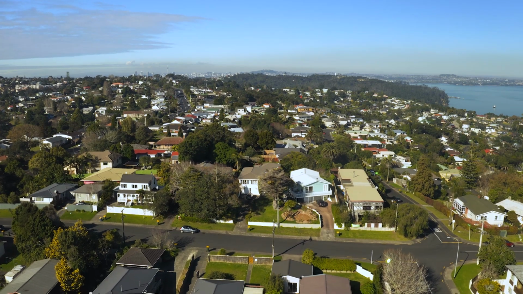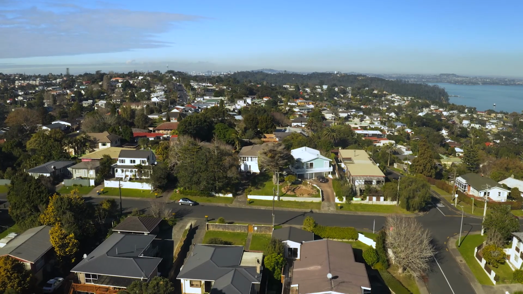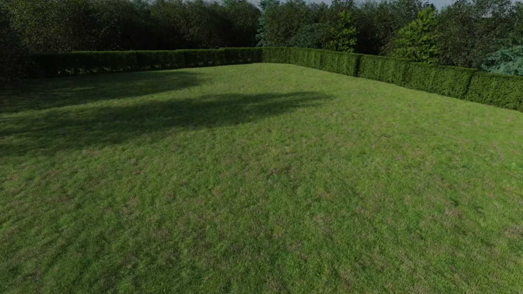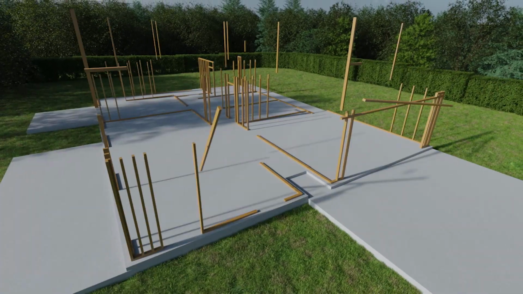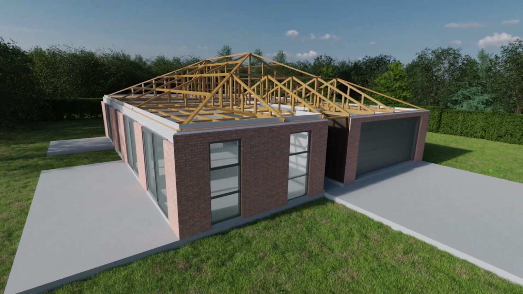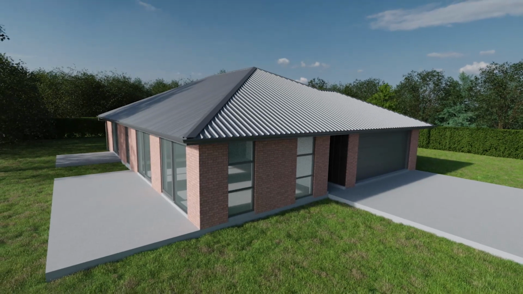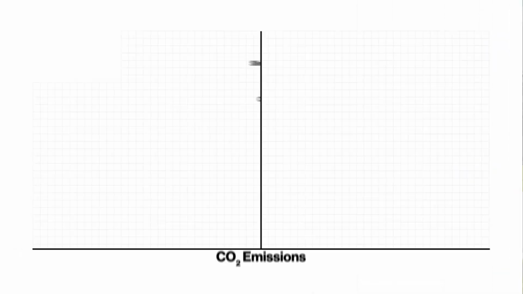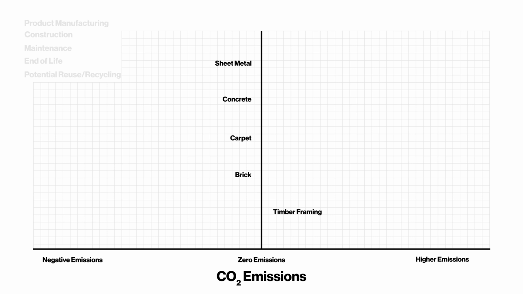Consider a new build house in Auckland. It's a single-storey, 4-bedroom house just under 200 square metres. It sits on a concrete slab, has timber framing, clay brick wall cladding, double-glazed aluminium windows, and a metal roof. Inside, it's carpeted. Let's look at some of the main materials used over the different processes.